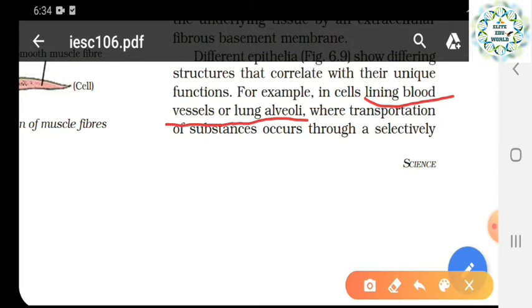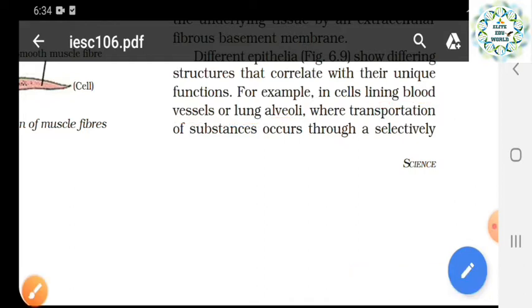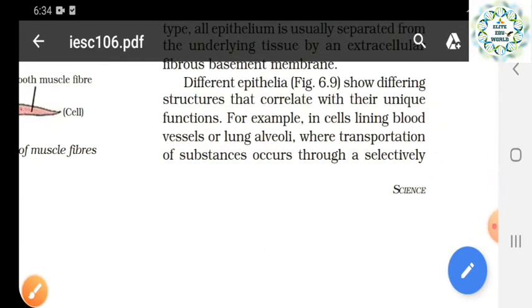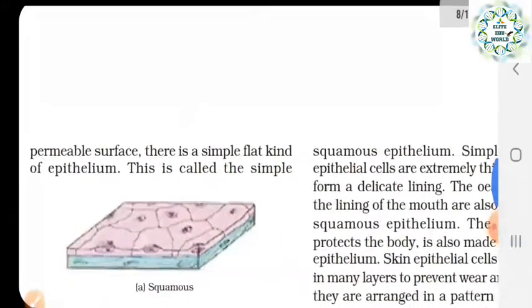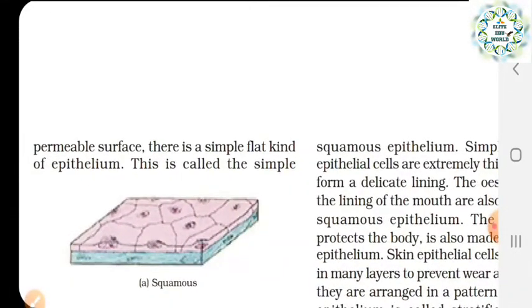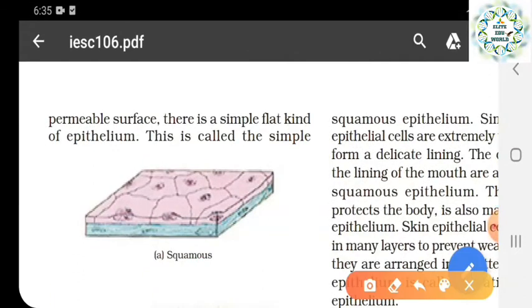And again, in the case of alveoli also, it is providing the transportation of oxygen from the lungs to blood and blood to lungs. So that is where the transportation of substances occurs through a selectively permeable surface. Because it is selectively permeable, it allows only selected things to come inside and go outside.